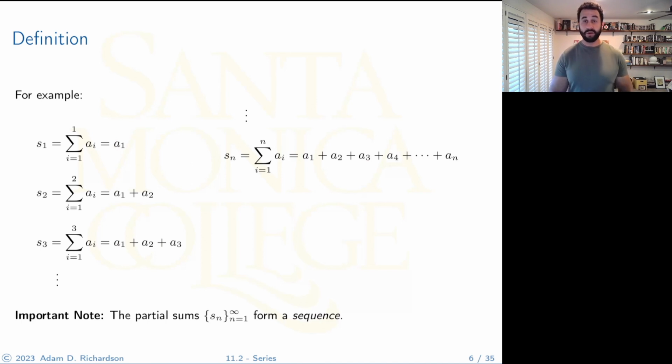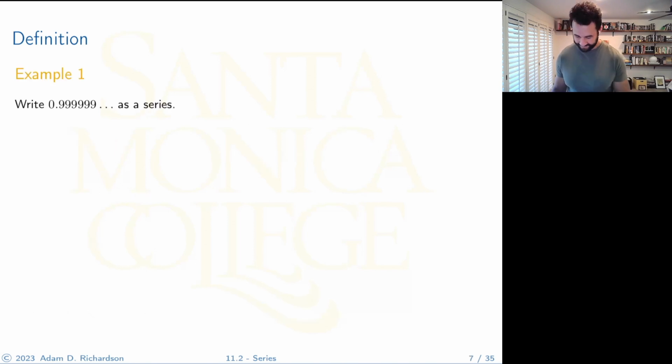Now, what's important about this is that the partial sums form a sequence. So if you listed out the partial sums, you get a sequence. And what we just talked about in the last section was if these sequences converge, for example. Okay, so let's try this example and we're going to expound upon this one throughout this lesson.